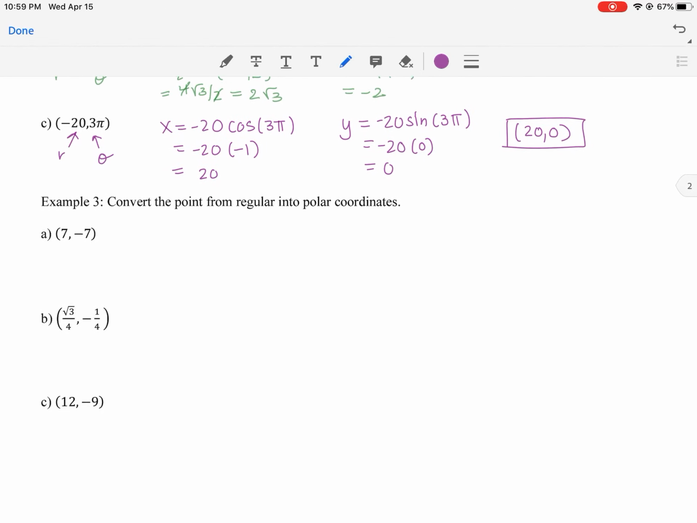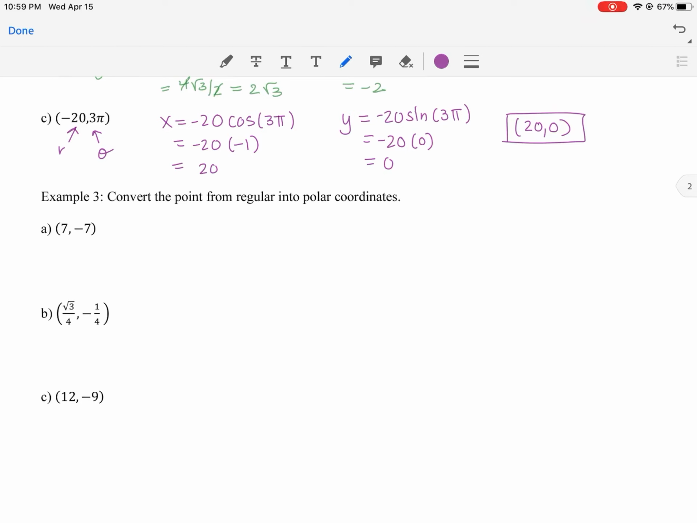Okay. Let's now convert from rectangular into polar. So this is saying this is x and this is y. So we need to find r and we need to find theta. To find r, we'd have x squared plus y squared equals r squared. If you wanted a little shortcut, you could think about this as r equals the square root of x squared plus y squared, right?